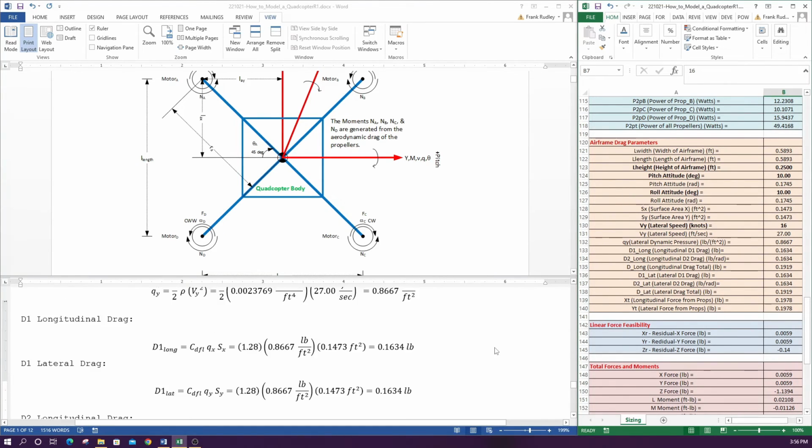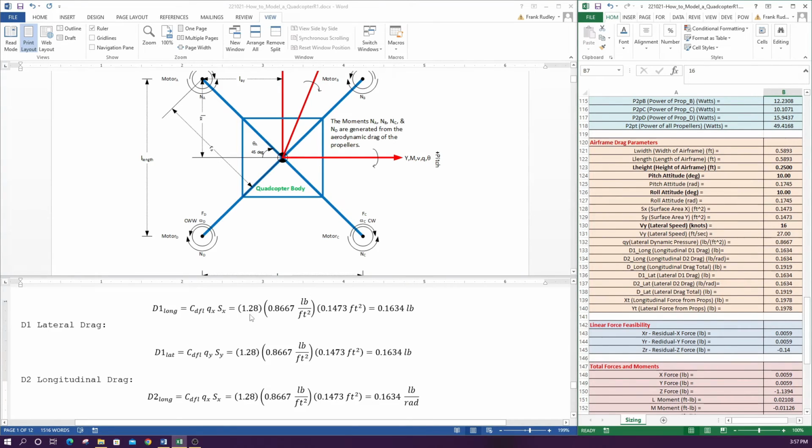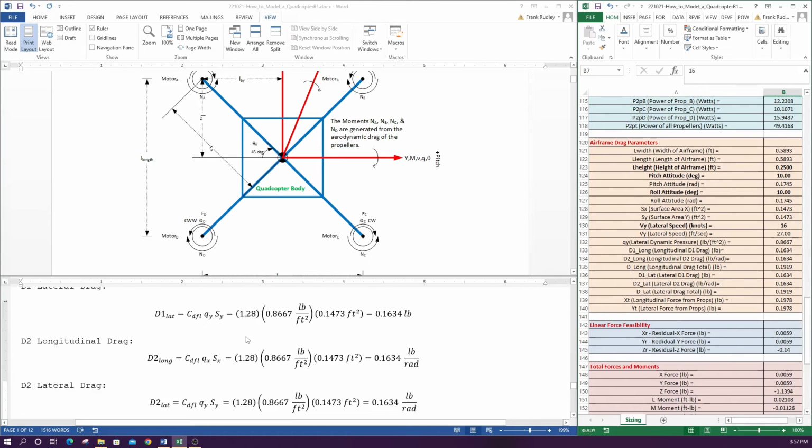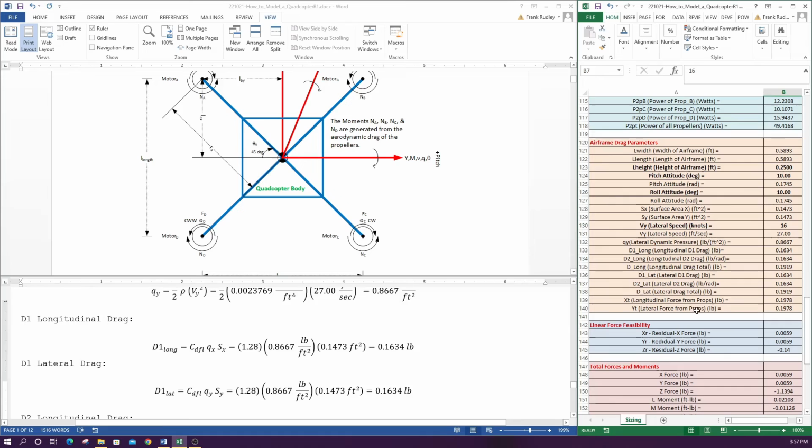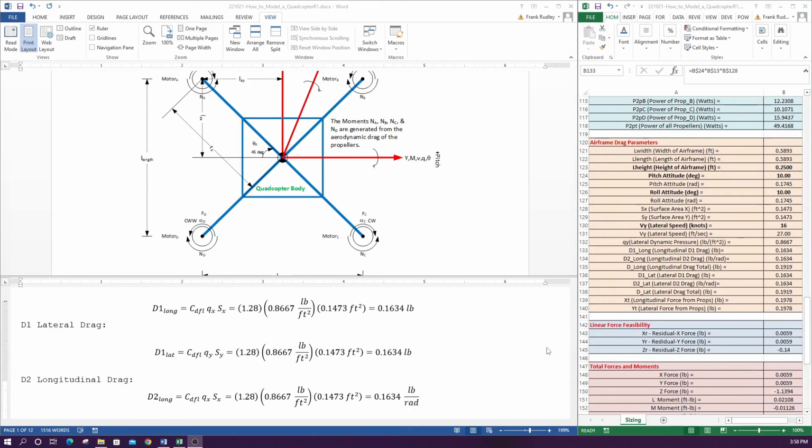So we also have a D1 and a D2 drag for longitudinal drag and lateral drag, and again this is assuming the flat plate. So this would be like our longitudinal drag, and we also have a lateral drag also. So we'll look at that. So we have our D1 longitudinal drag over here. Being this isn't an airfoil, the body is just a flat plate. So we're using our coefficient of drag for a flat plate.